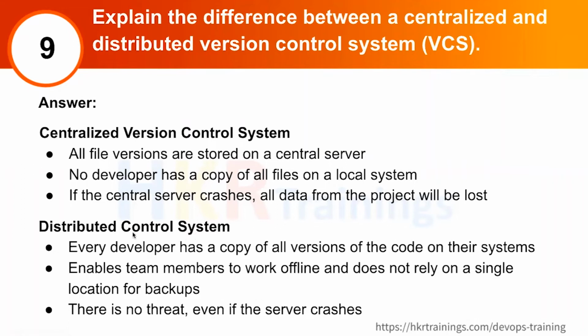In a distributed control system, every developer has a copy of all versions of the code on their own system, which enables team members to work offline and does not rely on a single location for backups, and there is no threat even if the server crashes. The example is the VCS or the CVS we used to have in earlier days. Those are examples of the distributed control system.